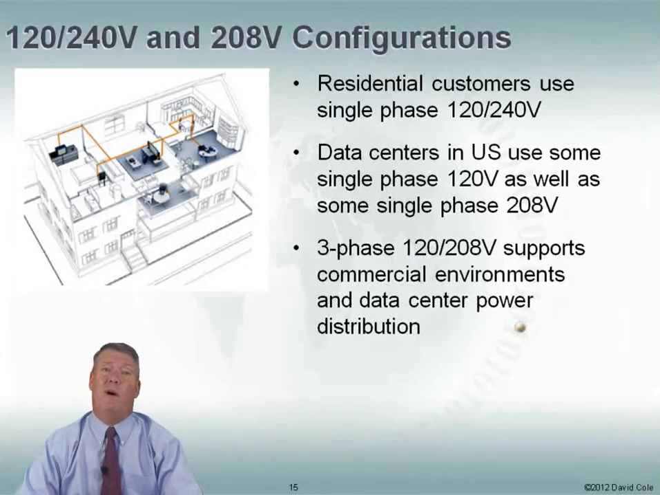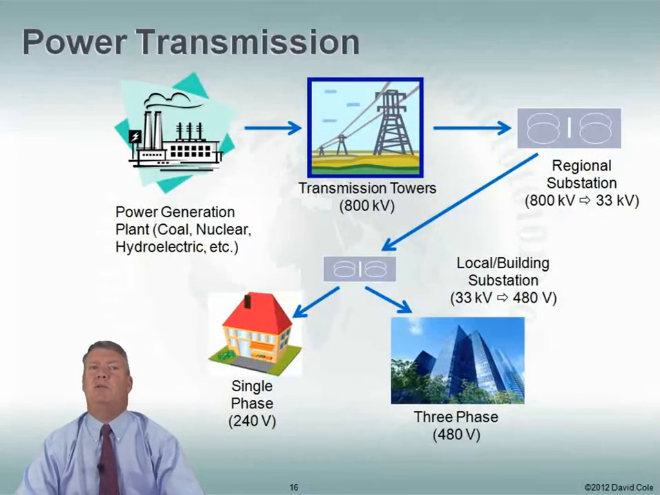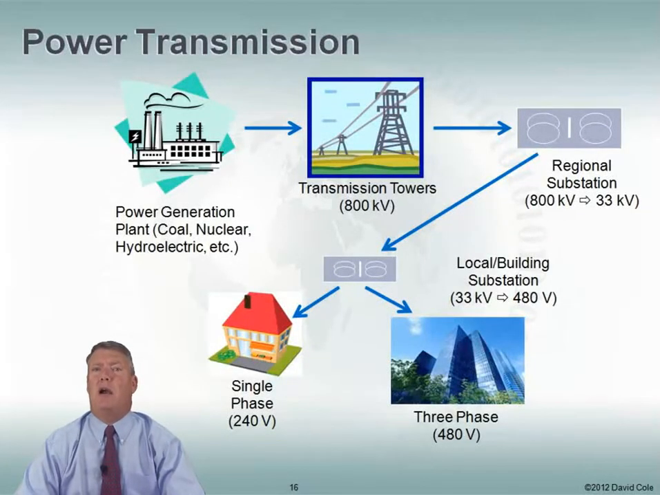Right? And I could very well have a mix of these various power configurations going into my data center. So let's look at power from the utility plant all the way out to our house or our data center. Just look at how this works. At the upper left, we've got the power generation plant. Could be coal plant, nuclear, hydroelectric, whatever it happens to be.